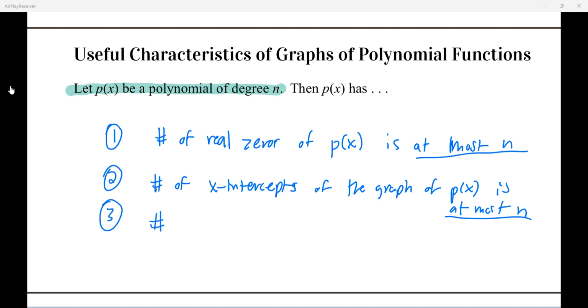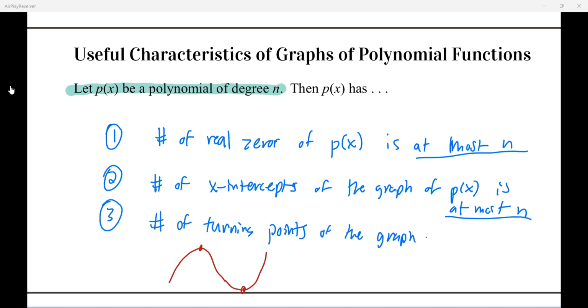Last thing that I just want to highlight then is the number of turning points of the graph. So remember that turning points in a graph are when it reaches either a relative maximum or it reaches a relative minimum because the function changes from increasing to decreasing or from decreasing to increasing at those particular points. So the number of turning points of the graph of p of x is at most n minus 1. So always one less than the actual degree.